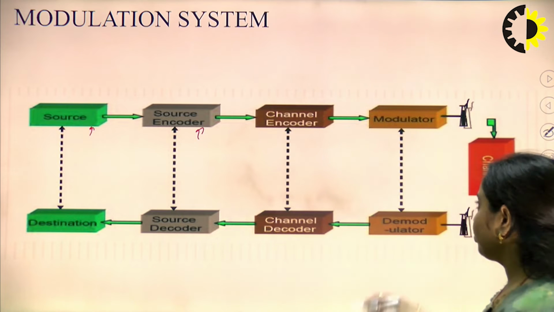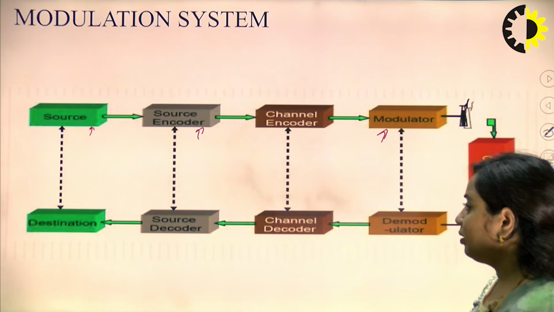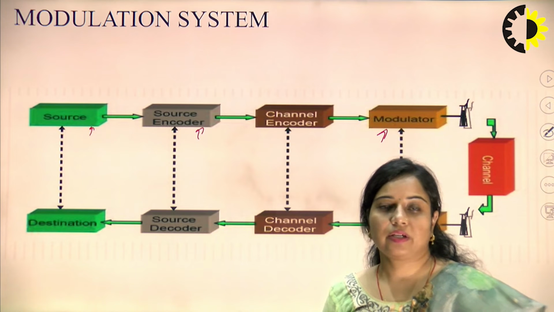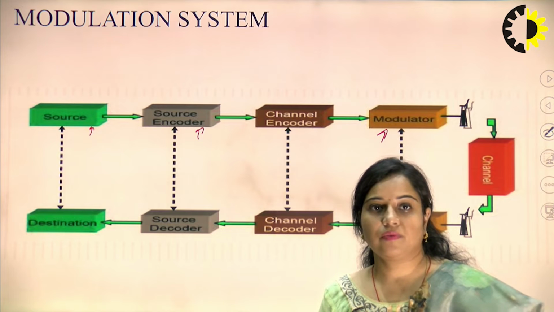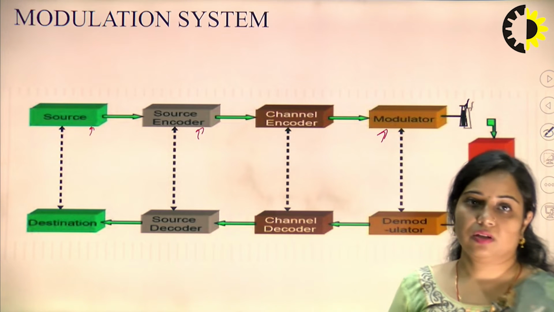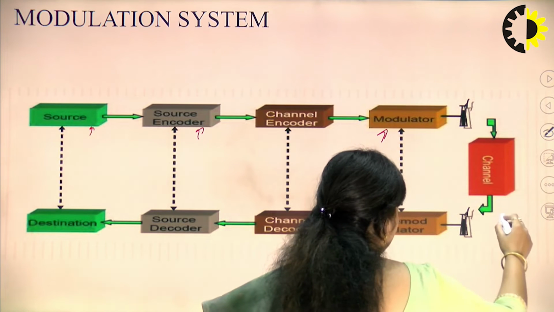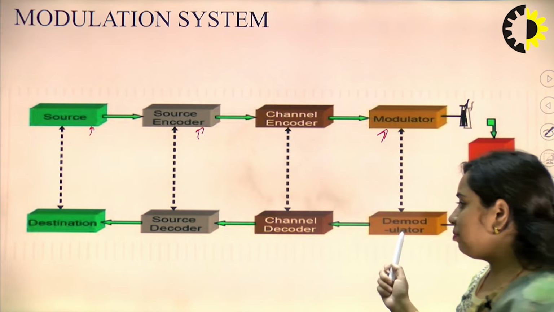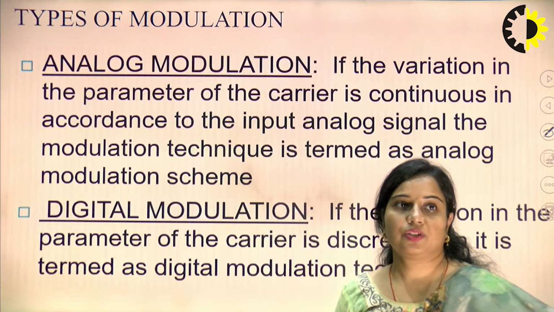Then it is passed through a modulator. The modulator will combine the message signal information with the carrier signal so that it can be transmitted over a longer distance, because the frequency of the signal will be increased. Then it is passed through a channel. A channel can be a wired channel or a wireless channel. Now at the receiver side there will be a demodulator, a channel decoder, source decoder and a destination.